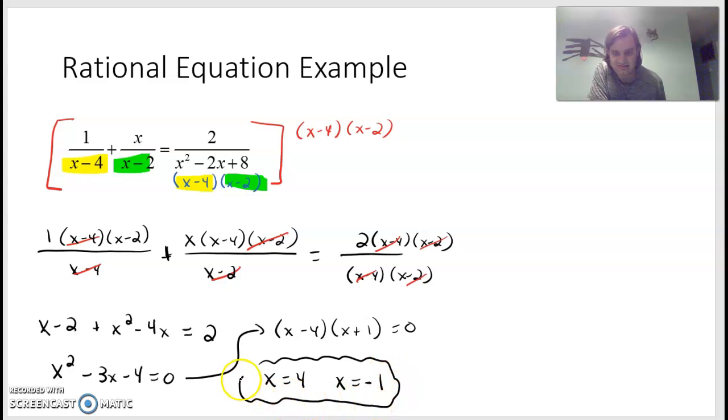I said we need to make sure nothing goes wrong with these two. If I look at this x minus 4, I notice that it doesn't work in this denominator where I have an x minus 4, so I'm going to have to throw it out. Now the negative 1 does not make any of my denominators 0, so that is the answer I get to keep. All right, I'm going to save some more examples for the next video.